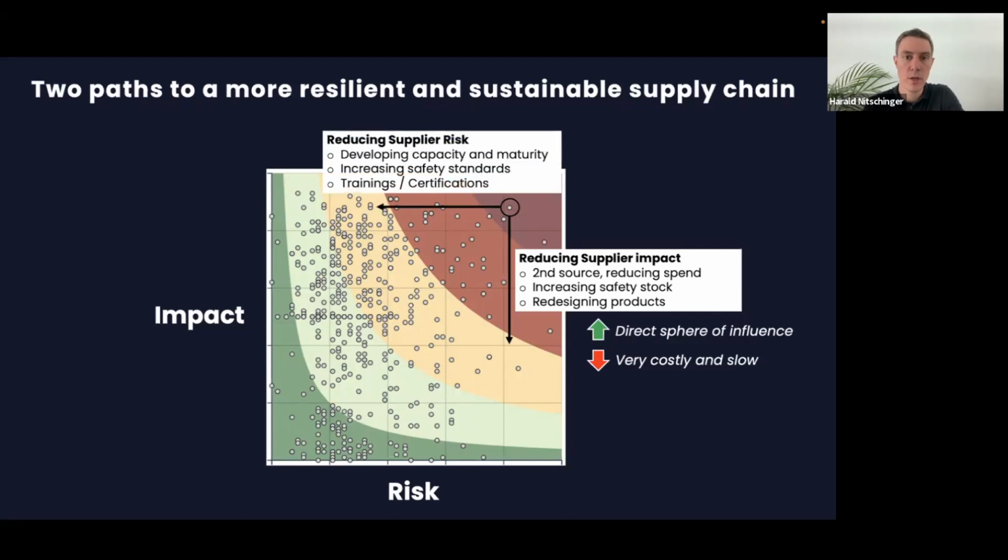And the other dimension along which we can improve suppliers is the risk axis. By taking appropriate measures that actually reduce the risk, the likelihood of an adverse event happening at that supplier. And these are typically measures where we work to develop the capacity and maturity of that supplier to avoid risks, where we try to bring the supplier to increase standards in the operations. Trainings and certifications play a crucial role.